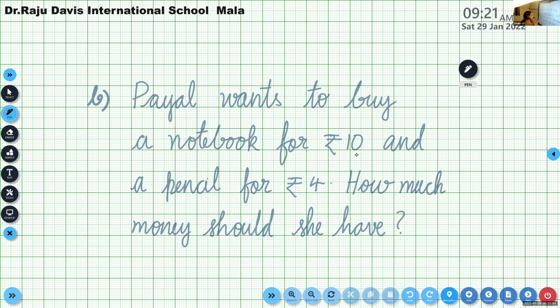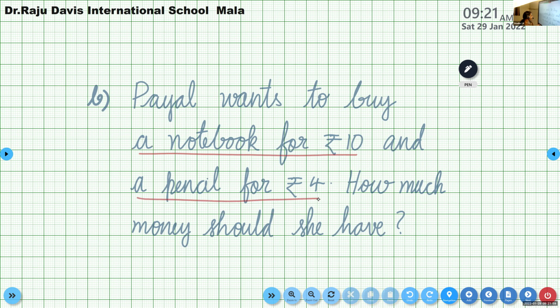And also she wants to buy a pencil. What's the price of the pencil? 4. Rupees 4. Now, what is the question? How much money should she have? How much money should she need to buy these two things? How much money should she have? How much money she should give to the shopkeeper? Or how much money should she need to buy these two things? How much money is needed? Or how we will find out the answer?